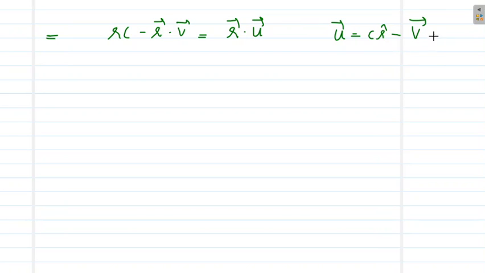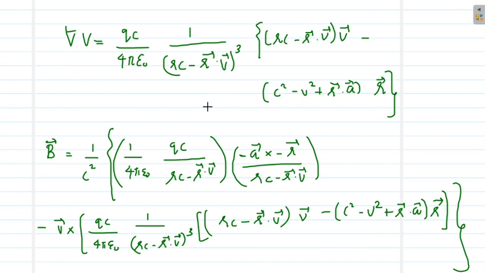where V is the velocity of the moving charge. So if we define U bar as in this equation, we can write RC minus R bar dot V bar to be equal to R bar dot U bar. So in different terms here, wherever RC minus R bar dot V bar comes, we can substitute R bar dot U bar. And we will also be taking QC by 4 pi epsilon 0 divided by RC minus R bar dot V bar or R bar dot U bar the whole cube as common. So let us see that.